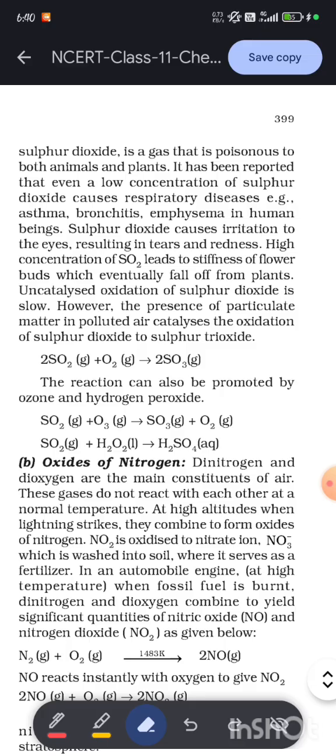Uncatalyzed oxidation of sulfur dioxide is slow. However, the presence of particulate matter in polluted air catalyzes the oxidation of sulfur dioxide to sulfur trioxide: 2SO2 + O2 = 2SO3. The reaction can also be promoted by ozone and hydrogen peroxide. SO2 + O3 = SO3 + O2. SO2 + H2O2 = H2SO4.